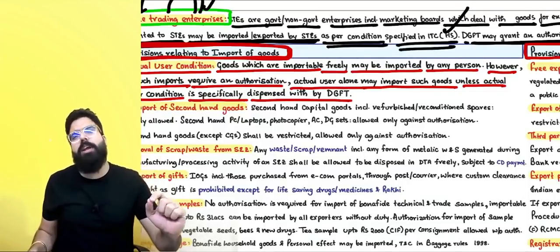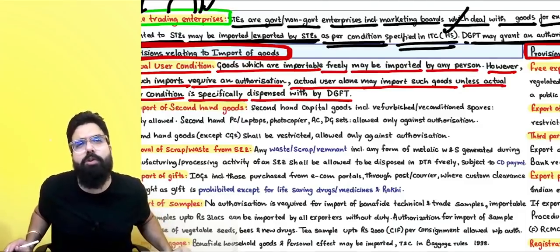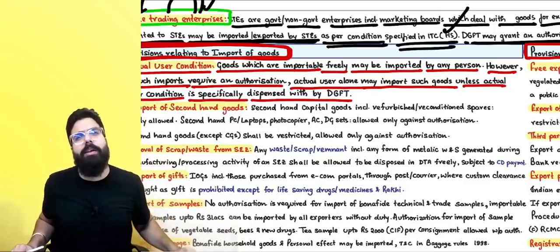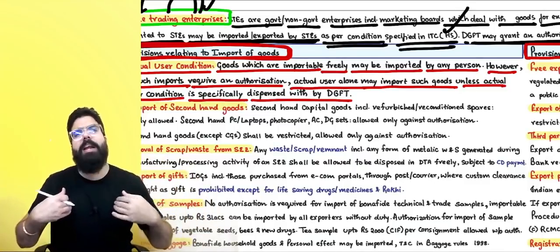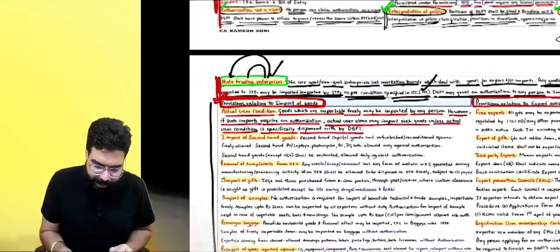But if an actual user condition is there, then you only have to use it. In Export Promotion Capital Goods authorization, the actual user condition is there. In Advance Authorization, the actual user condition is there. If I import the raw material, I only have to use it. If I import the capital goods, I only have to use them.